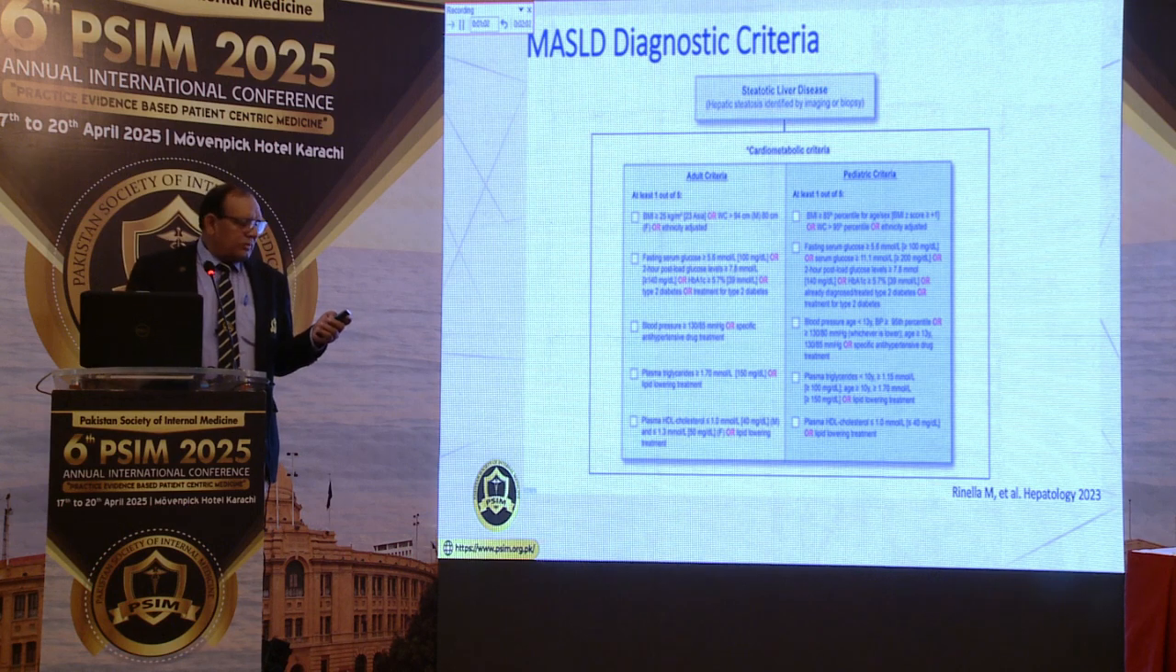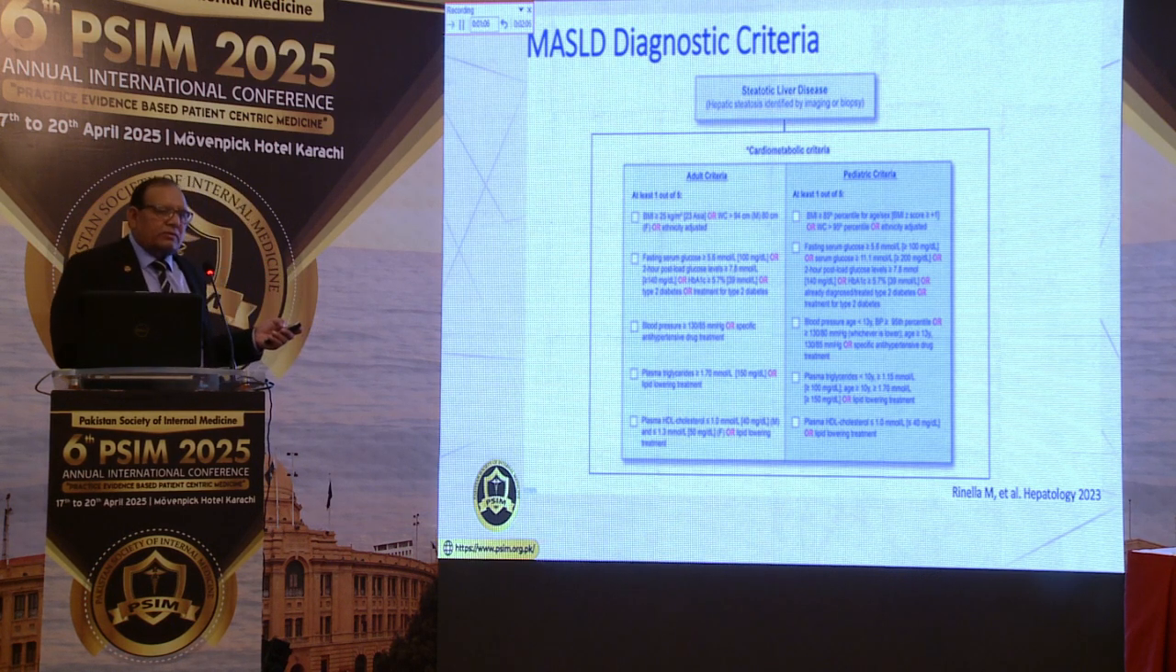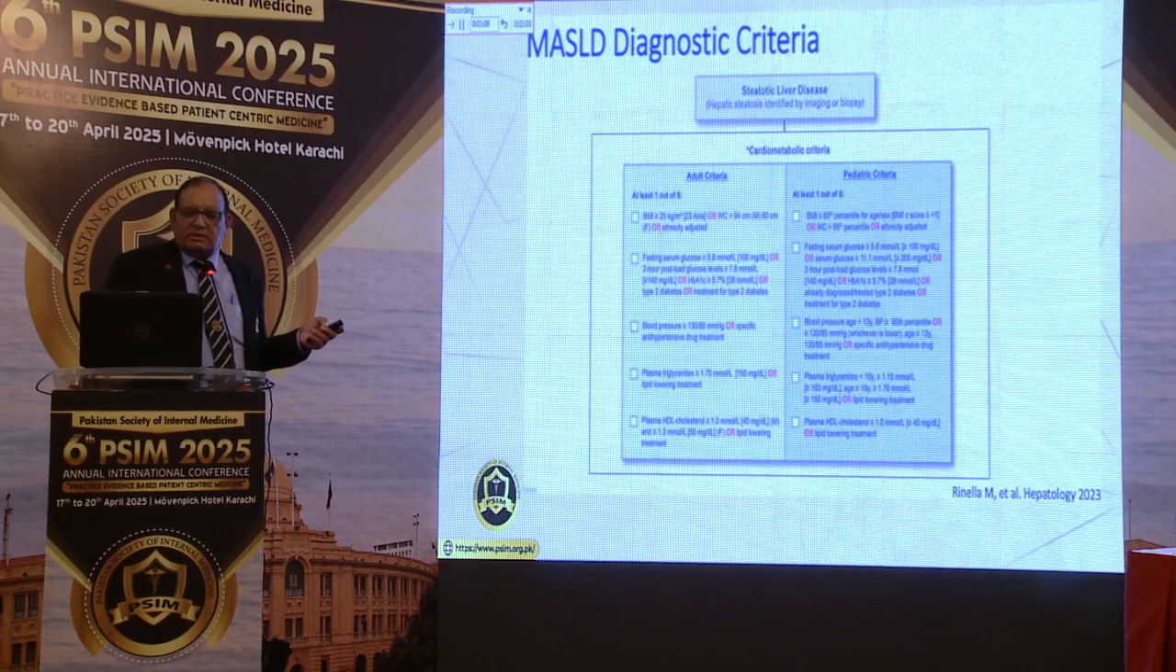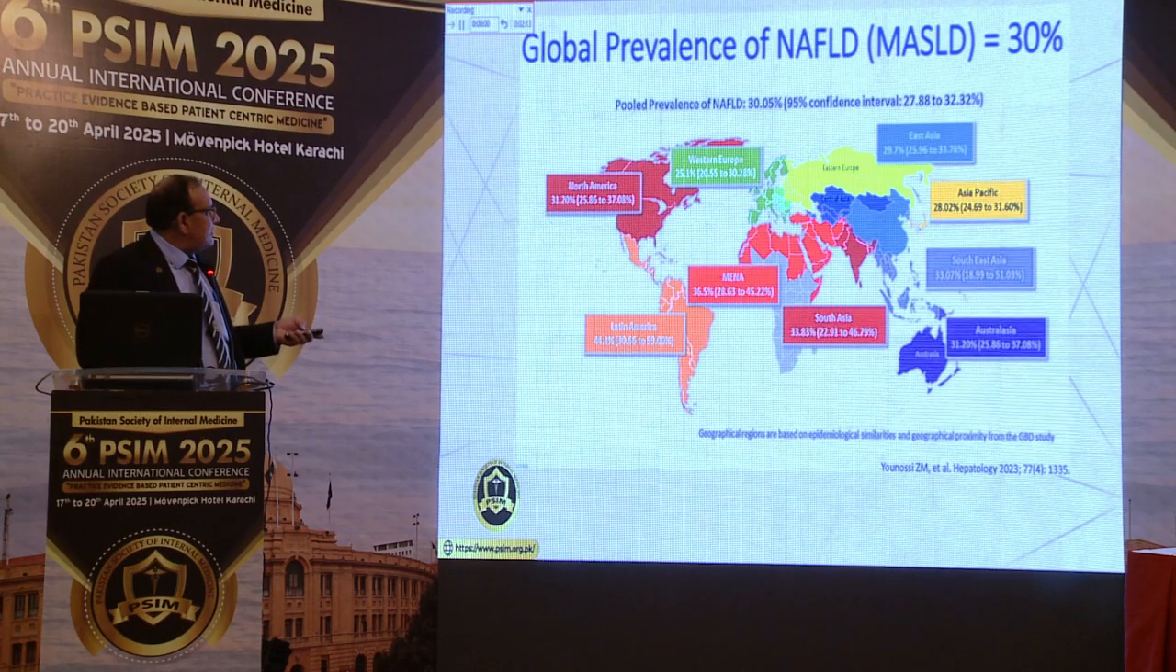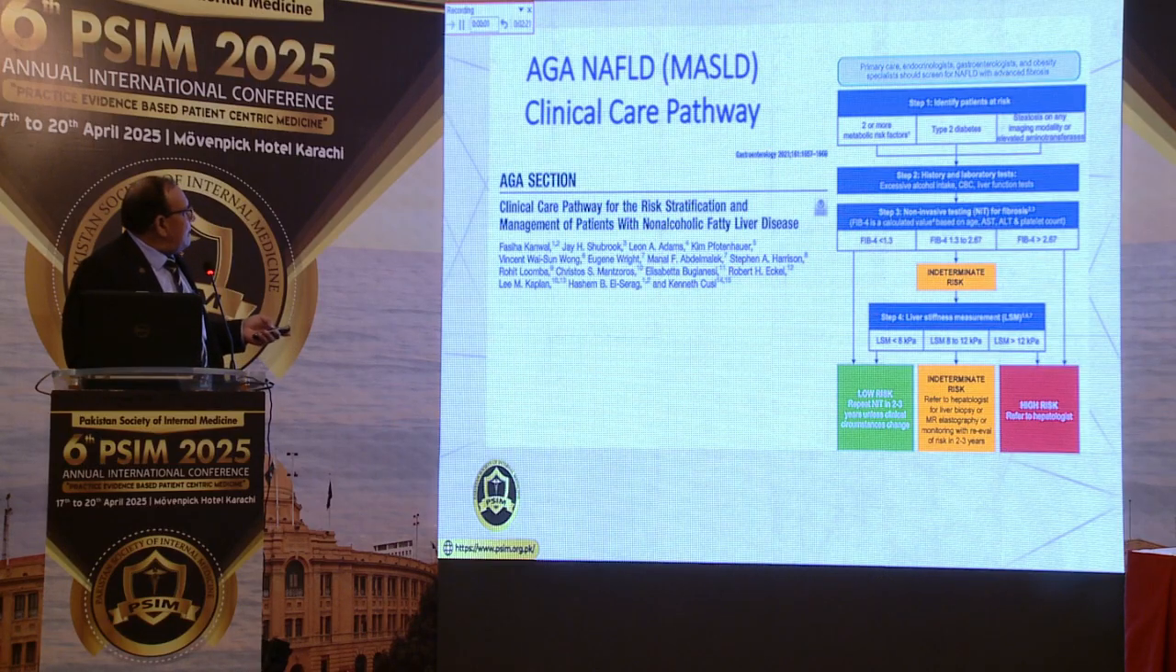So any one of these criteria plus steatosis on the liver. This is so common that I think, out of three, everyone is having this. This is the prevalence. I think we are here. So almost 33% prevalence, 30 to 33. So very common and very simple.